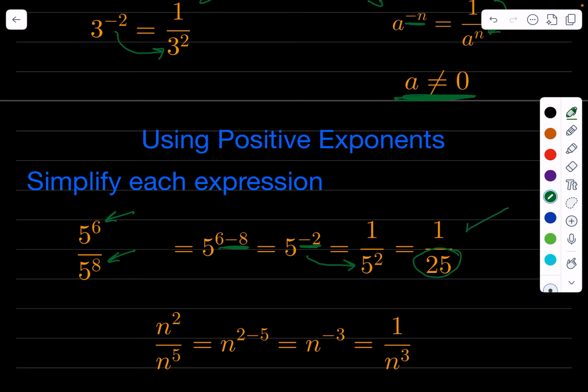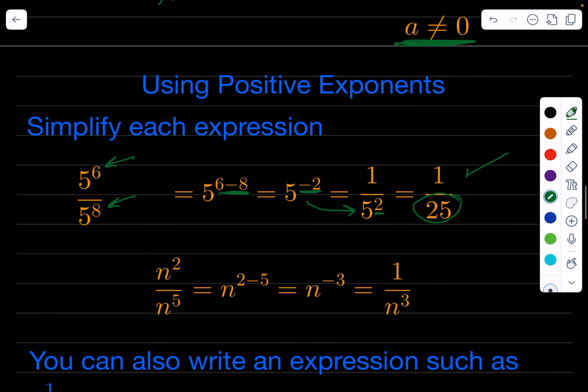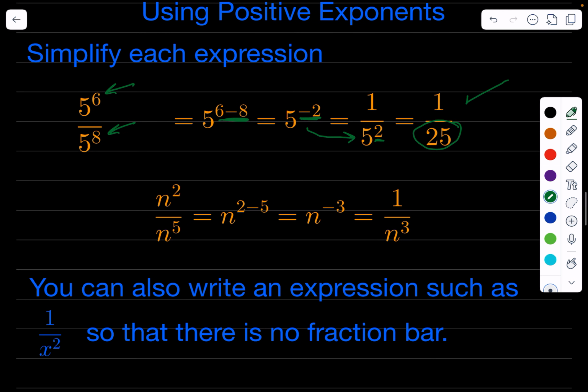How do we check our work? Go back and look real quick and make sure we didn't make any mistakes with our arithmetic. 6 minus 8 is negative 2. My negative 2 is here. We're good to go. So, let's look at a version where we're not using numbers.